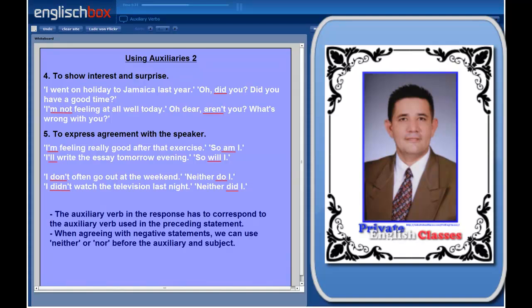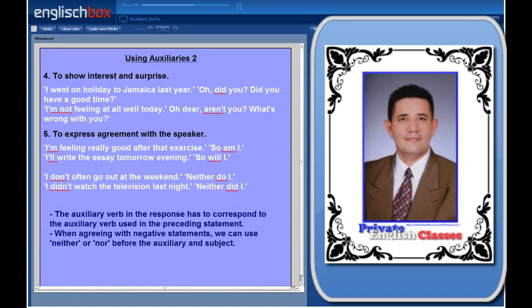Okay, moving on to the next slide, and 2 more situations in which we can use these auxiliaries without main verbs to show interest or surprise in the conversation, to help the conversation flow. I went on holiday to Jamaica last year. Oh, did you? Did you have a good time? I'm not feeling at all well today. Oh dear, aren't you? What's wrong with you? So here we have the auxiliaries used in a question form, simply using the auxiliary, positive or negative, and the subject.